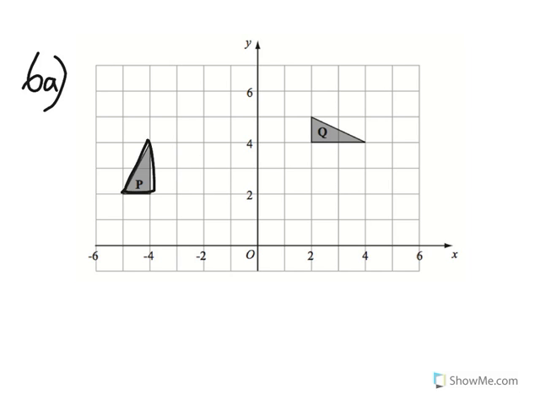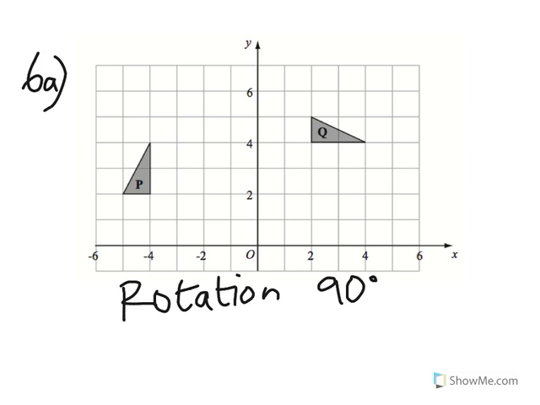You have to imagine me actually rotating this in this direction, 90 degrees. And what you're going to see is a shape like this being formed, which is triangle Q. So we've established that it's a rotation, and we've also established that it's a rotation of 90 degrees clockwise. But when you describe a rotation, you have to describe the center at which it's being rotated.